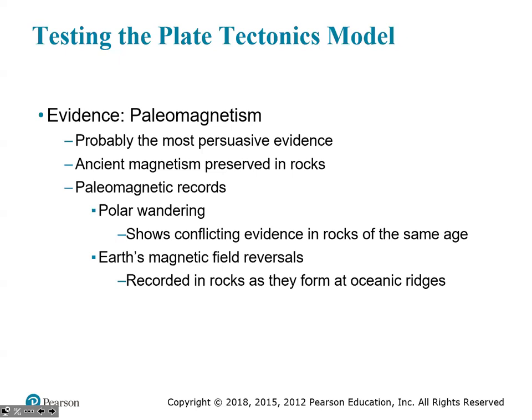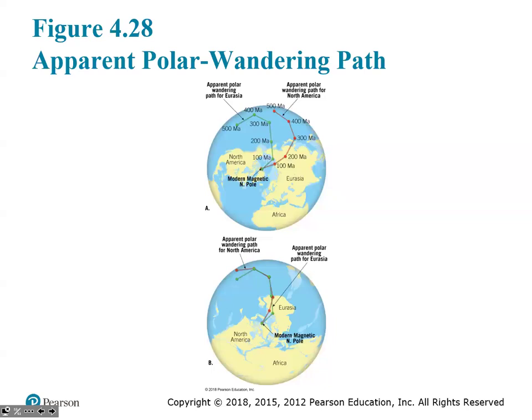Another thing is that Earth's magnetic field reverses every once in a while. And this is recorded in rocks as they form at the oceanic ridges, leaving a pattern on the seafloor that records these reversals. And it's symmetrical on either side of the ridge. You have normal, then you have reverse, then you have normal. It's like a barcode, and it mirrors each other on either side of the ridge.